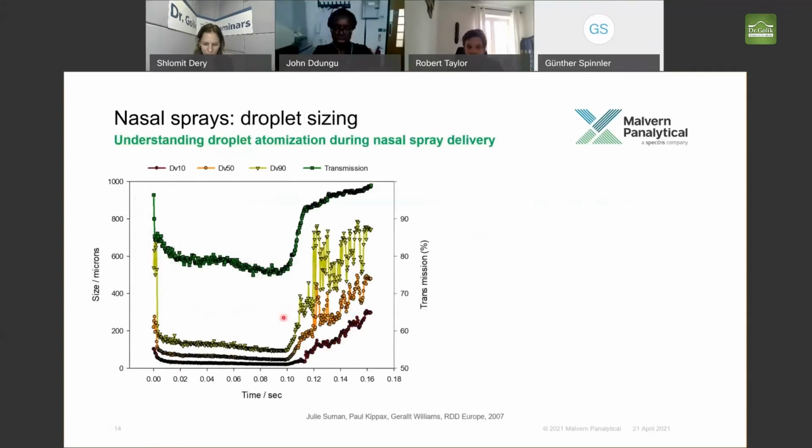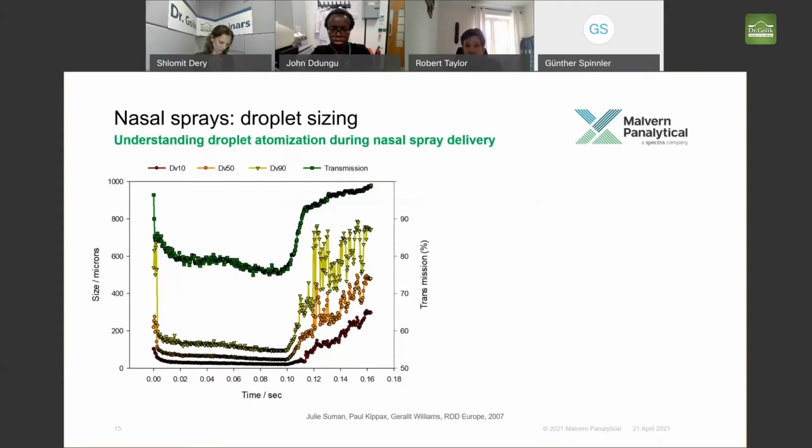Okay, so this is the expected data output from Spraytec, and effectively what you have is size on the y-axis versus time along the x. You can see there from the key that we have the D10, D50, D90. So hopefully you're familiar with particle size distribution metrics. And the time, as you can see there, we're only going up to less than 200 milliseconds. So the whole spray process, the plume development process, is less than a couple of hundred milliseconds.